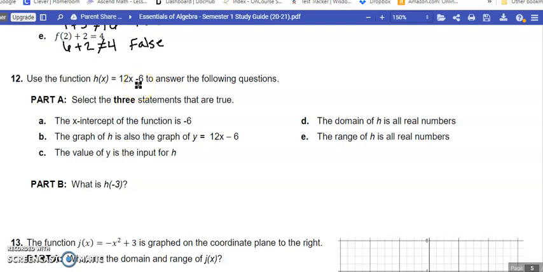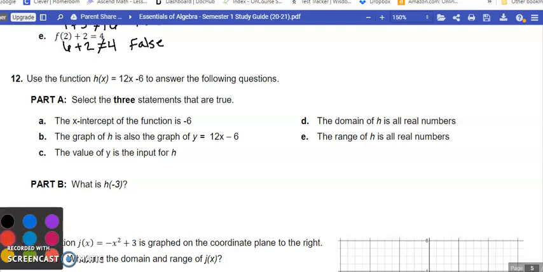All right, jumping into part 3 of the study guide for our final exam. Use the function h of x equals 12x minus 6 to answer the following questions. Select the 3 statements that are true. The x-intercept of the function is 6.